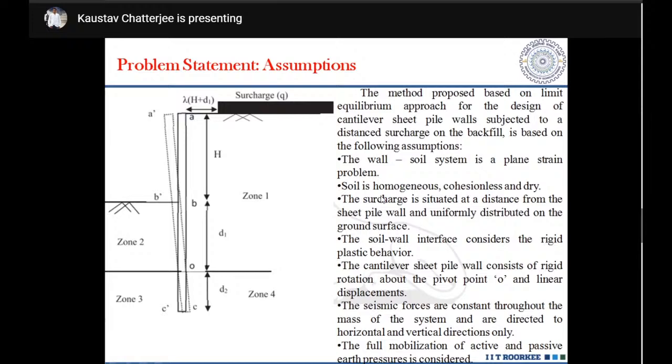This particular method, based on the limit equilibrium approach for the design of cantilever sheet pile wall, is based on the following assumptions. The wall-soil system is in plane strain conditions. The soil is homogeneous, cohesionless, and dry.